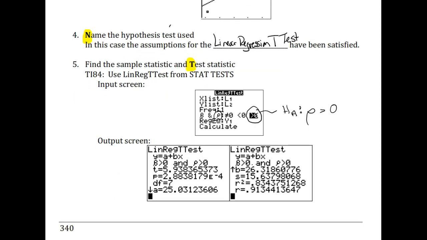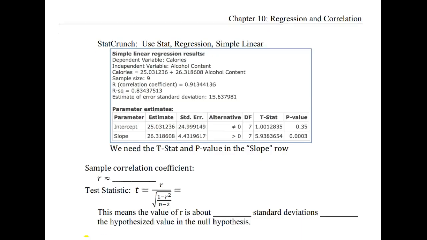And now on this output screen, we're going to be interested in quite a few values. We're going to be interested in this t-score, so our test statistic, this p-value, and way at the bottom here is our value of R, so our statistic.